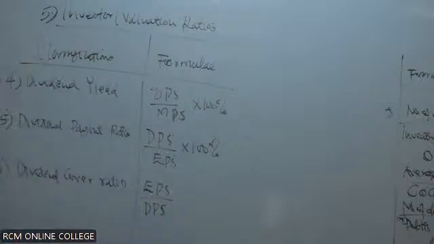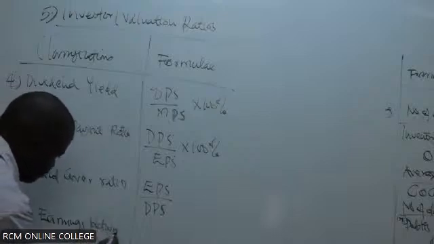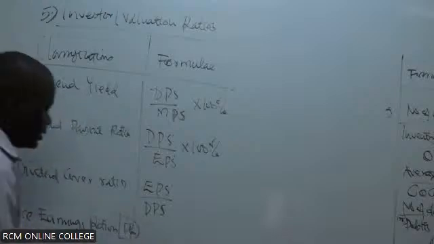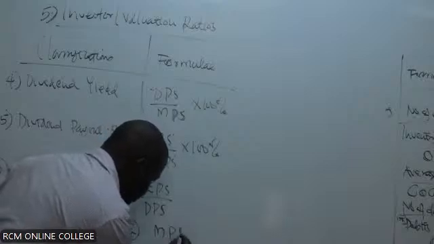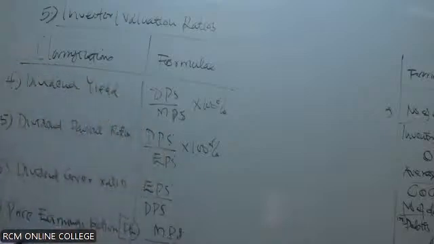Then number 7 is the price earnings ratio, also known as the PE ratio. For the PE ratio, you take the market price per share and divide by the earnings per share. So you will get the price earnings ratio.